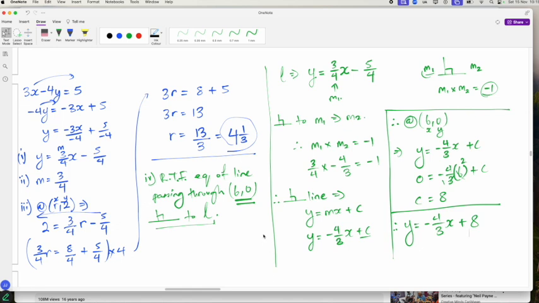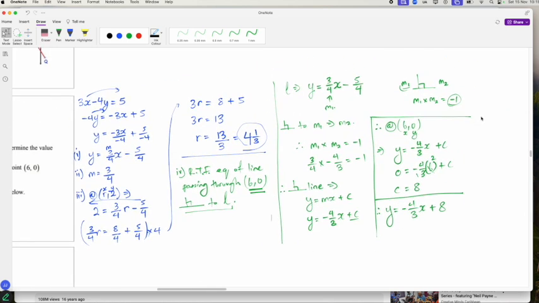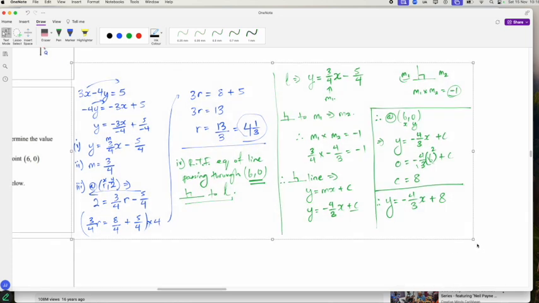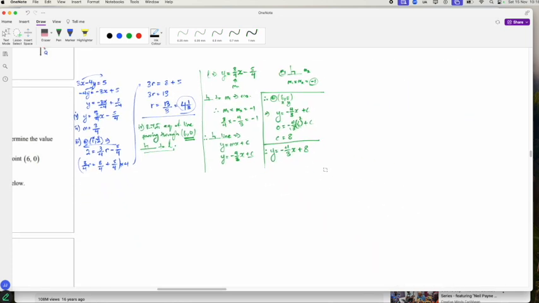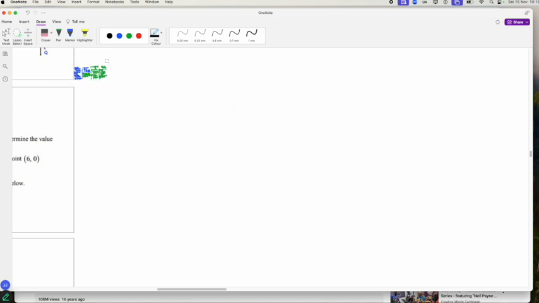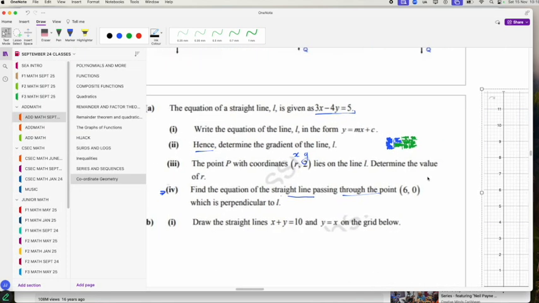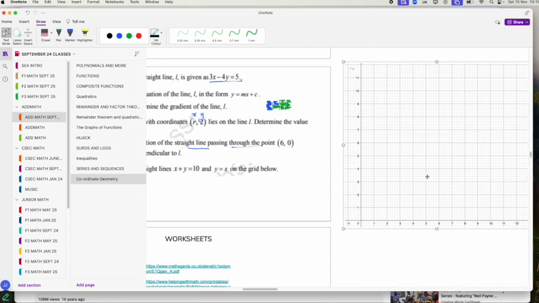So let's draw 2 lines. And of course, there is a difference between draw and sketch. So we have to draw. Draw doesn't mean sketch. Draw means draw.